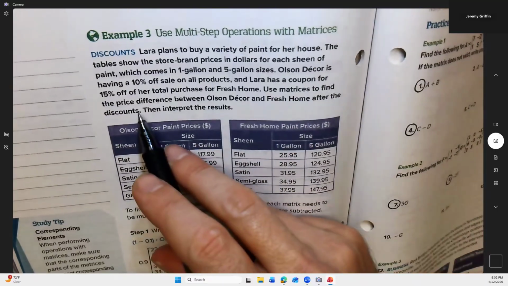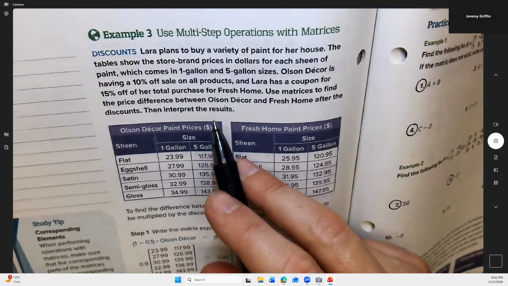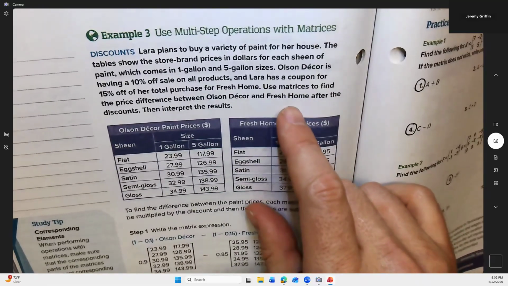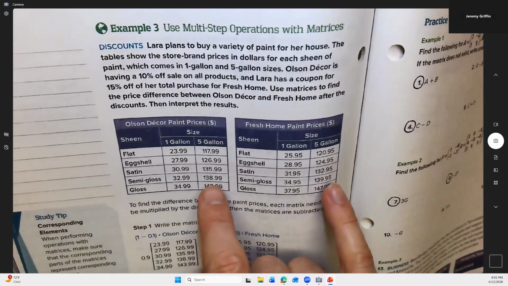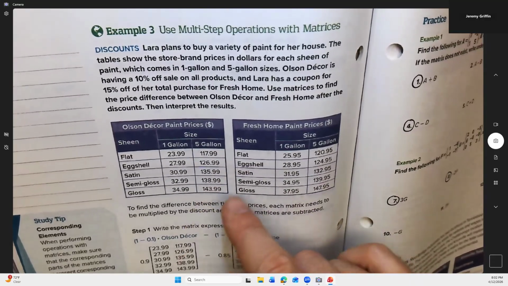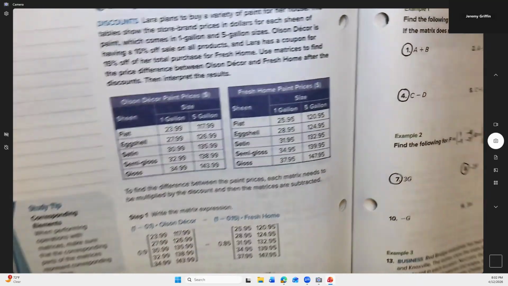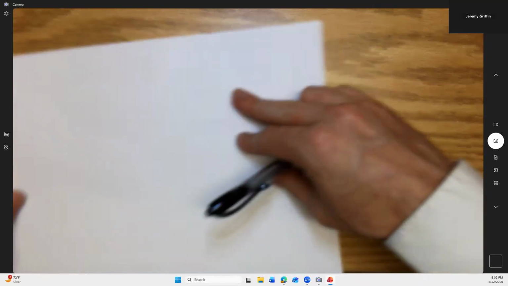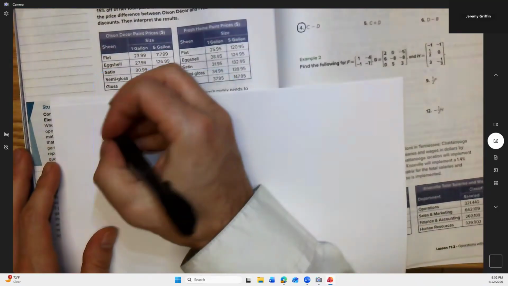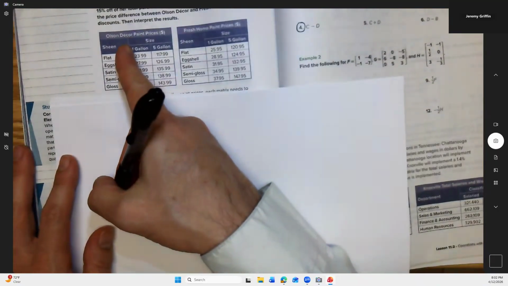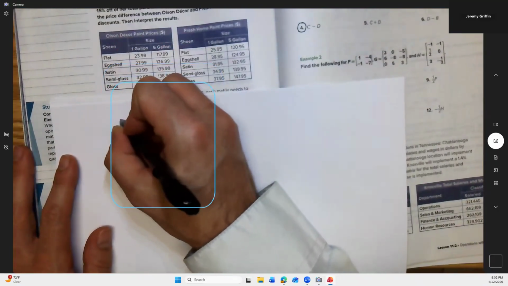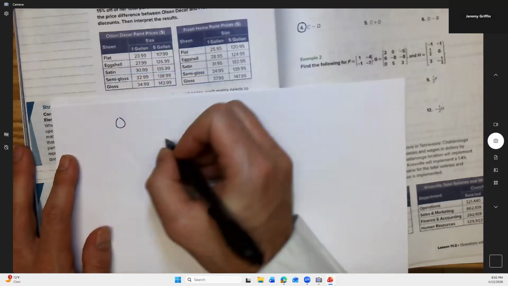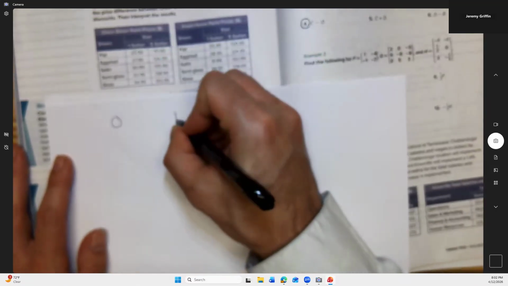Use matrices to find the price difference between Olson Decor and Fresh Home after the discounts and interpret the results. Okay, I know what to do here. We're going to create a matrix for each one of these. Olson, maybe I'll call it matrix O, and Fresh Home, maybe I'll call it matrix F.